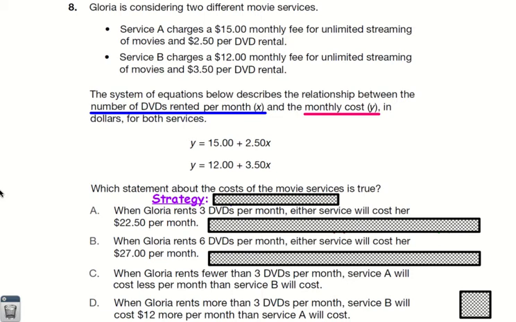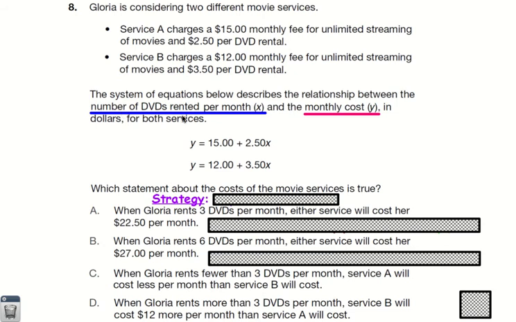Number 8. Gloria is considering 2 different movie services. Service A charges a $15 monthly fee for unlimited streaming of movies and $2.50 per DVD. Service B charges a $12 monthly fee for unlimited streaming of movies and $3.50 per DVD rental.